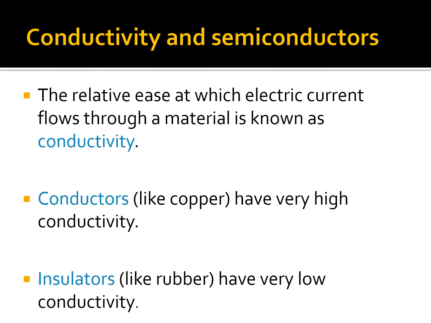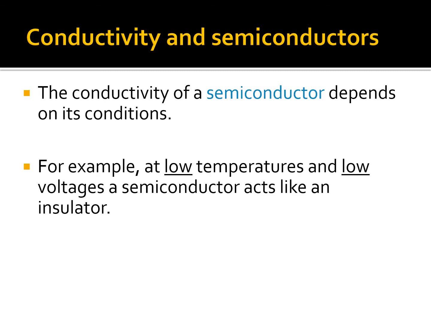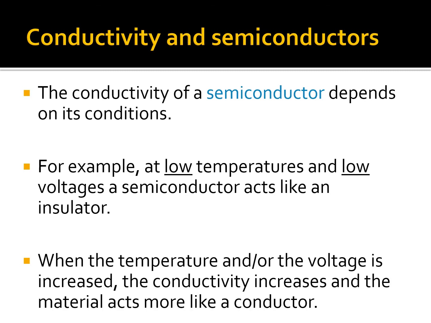Conductivity and semiconductors. The relative ease with which electric current flows through a material is known as conductivity. Conductors like copper have a very high conductivity. Insulators, like rubber, have a very low conductivity. The conductivity of a semiconductor depends on its conditions. For example, at low temperatures and low voltages, the semiconductor acts like an insulator. When the temperature and/or the voltage is increased, the conductivity increases and the material acts more like a conductor.